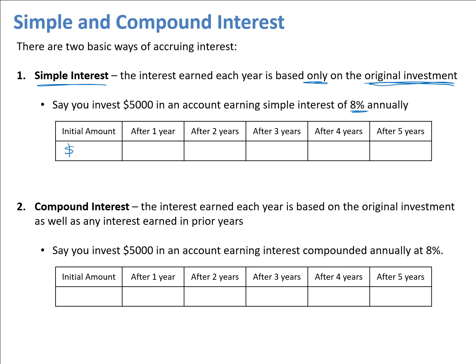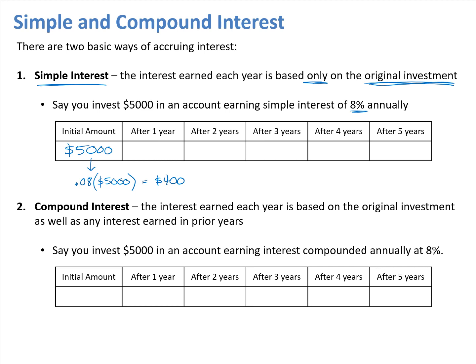So you're starting with $5,000, and after 1 year, you will still have that $5,000, but you'll also have earned 8% interest on it. To calculate 8% of a number, we would take 8% as a decimal and multiply it by that number, in this case 5,000. When we do that, 0.08 times 5,000 is $400. So the interest we would earn on that account after 1 year would be $400.